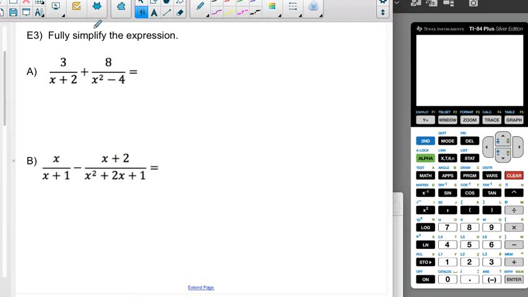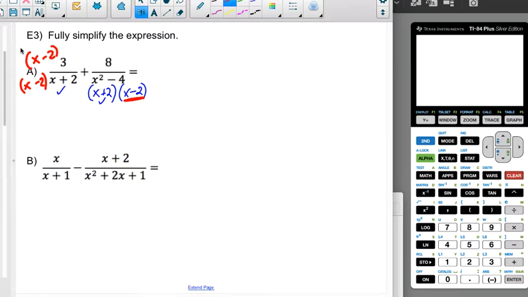So we're going to fully simplify this expression. So I notice that this first denominator is an x plus 2. The second denominator is a difference of squares. This is an x plus 2 times an x minus 2. Well, that means that both denominators already have the x plus 2. So what I need is a common denominator that gives the other fraction an x minus 2 as well.